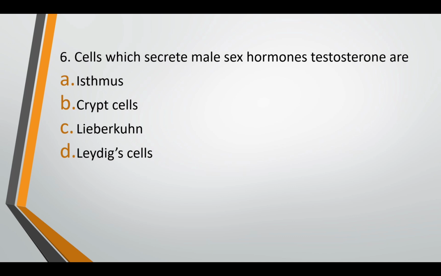Question 6. Cells which secrete male sex hormone are. Option A. Isthmus, option B. Crypt cells, option C. Leydig cells, or option D. Leydig cells. Cells which secrete male sex hormone are. The correct answer is option D. Leydig cells.